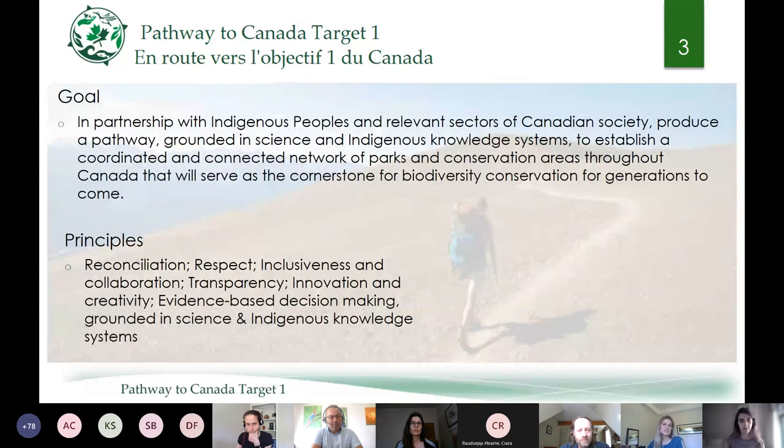So as this initiative started to get off the ground, partners agreed to state a goal and a suite of principles that would guide the work over the next few years. They also recognized the need to broaden participation as well as the need to link these efforts to reconciliation between Indigenous peoples and all Canadians. Next slide.